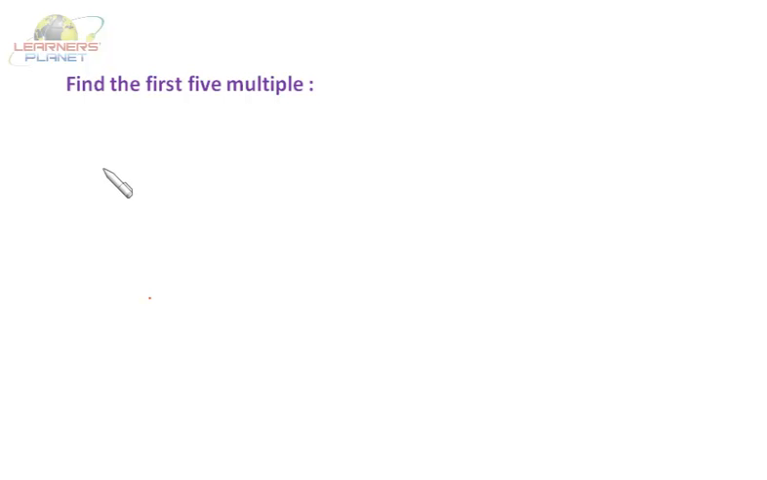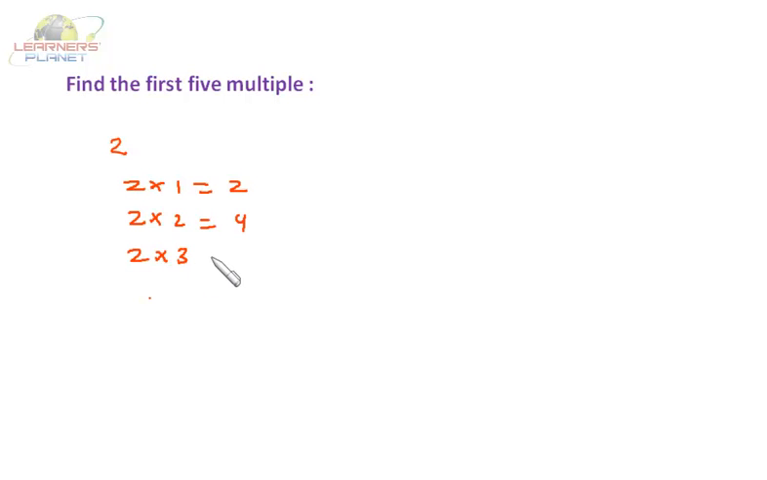Now let's find the multiples. We have to find out the first 5 multiples of a given number. Suppose I have to find out the first 5 multiples of 2. Then what I will do is I'll just pick out the table of 2. 2 into 1 is 2. 2 into 2 is 4.